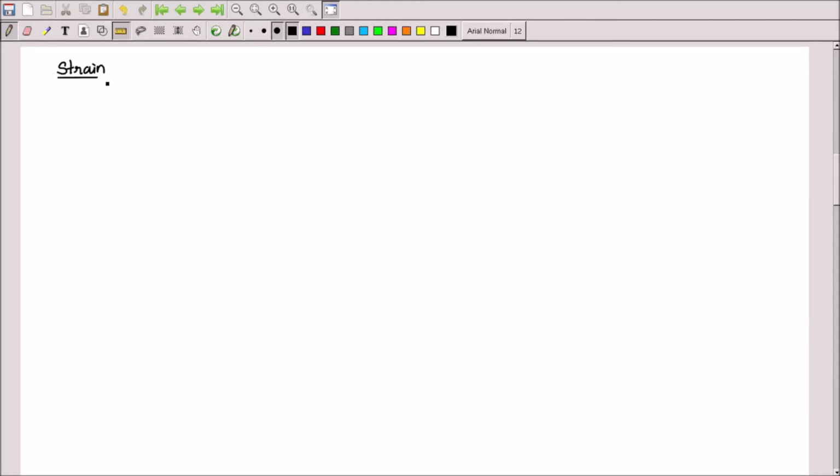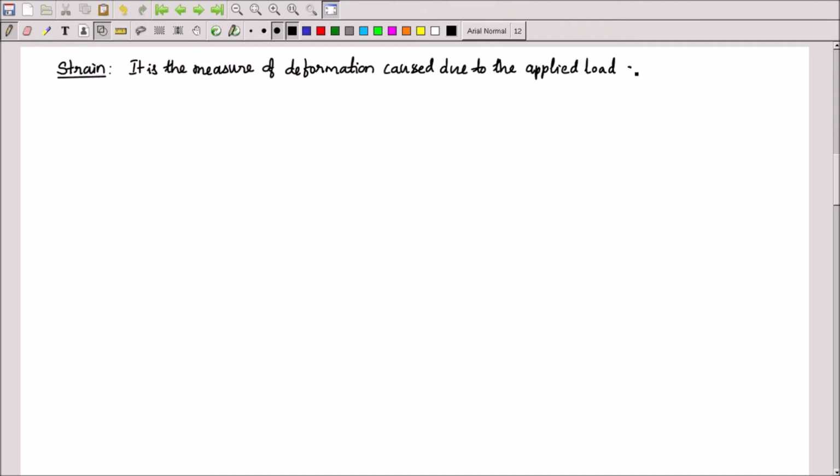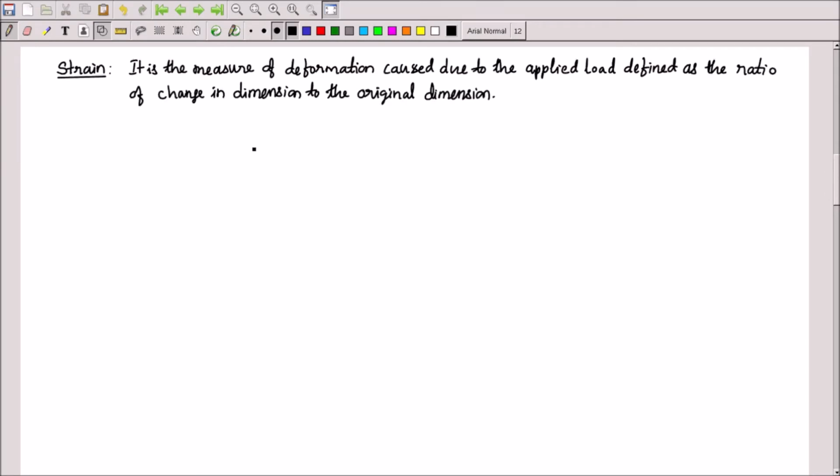Next, to define strain. Strain is the measure of deformation caused by the load on the material. It is a measure of deformation, which is the ratio of change in dimension to the original dimension. So this is the general definition of strain. We can write different types of strain. We have seen normal stress and shear stress. Similar to that, we can also classify strains as normal strain, shear strain, and volumetric strain.